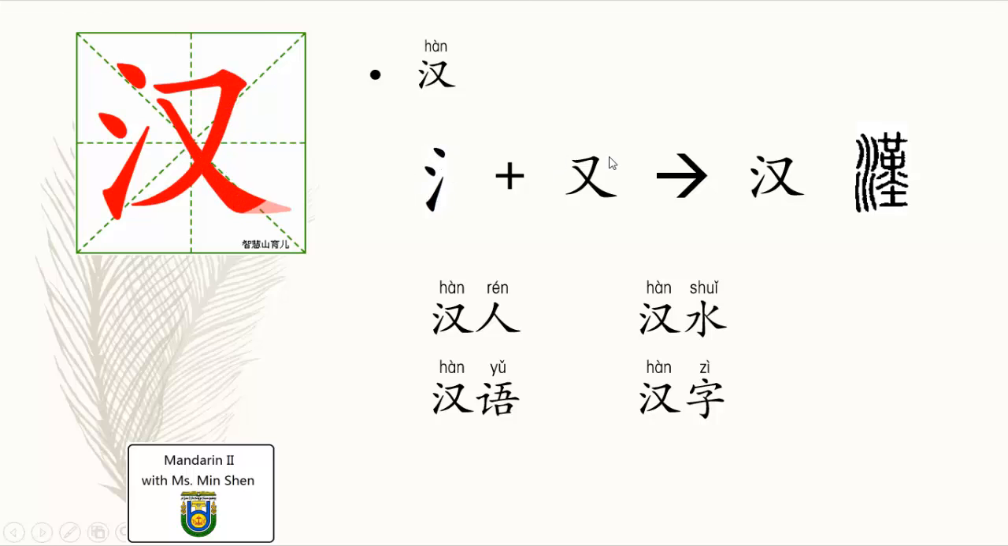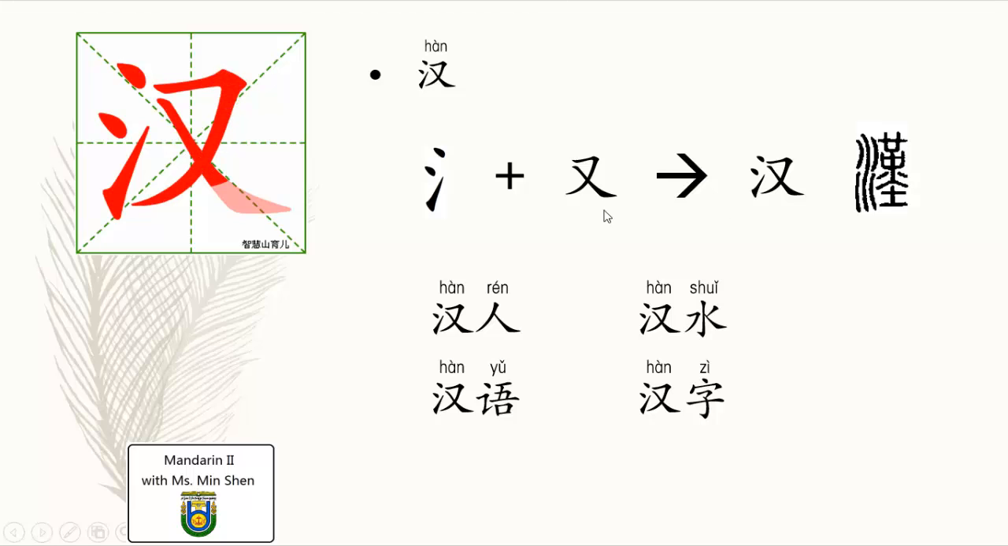water. And the right hand side is the character 右, or the hands. We learned it before, right? And we put them together, it's the character of 汉, hands, 汉. However, the original form actually looks like this.